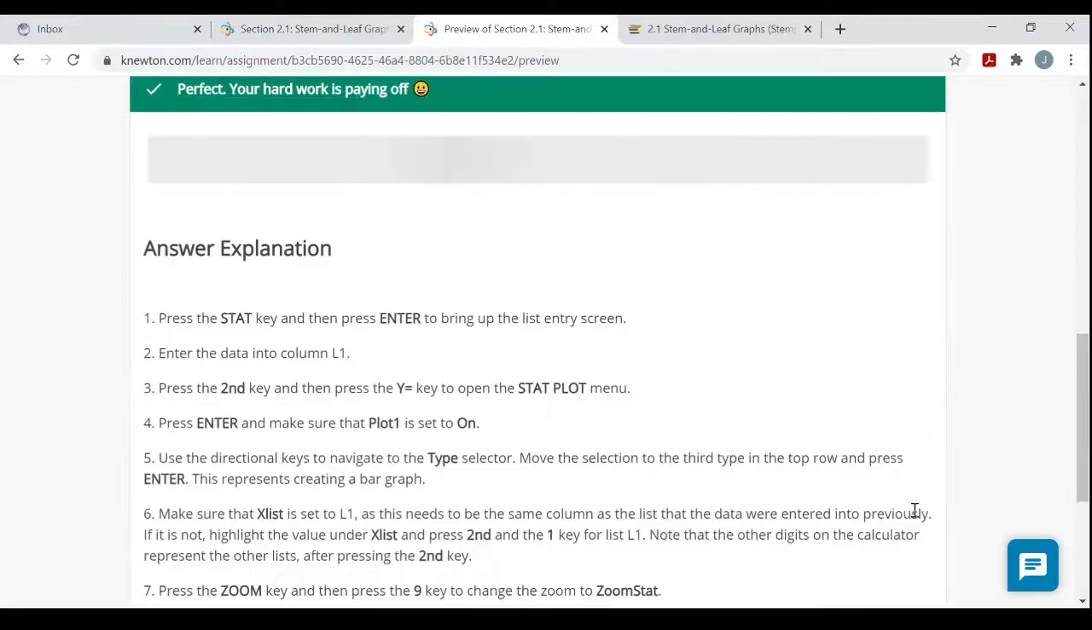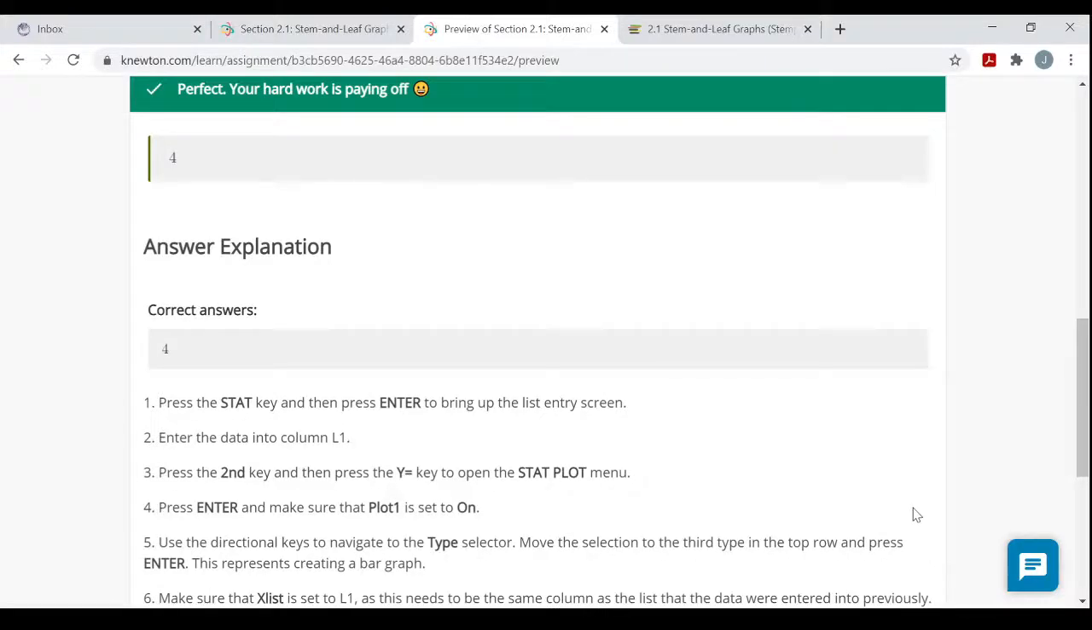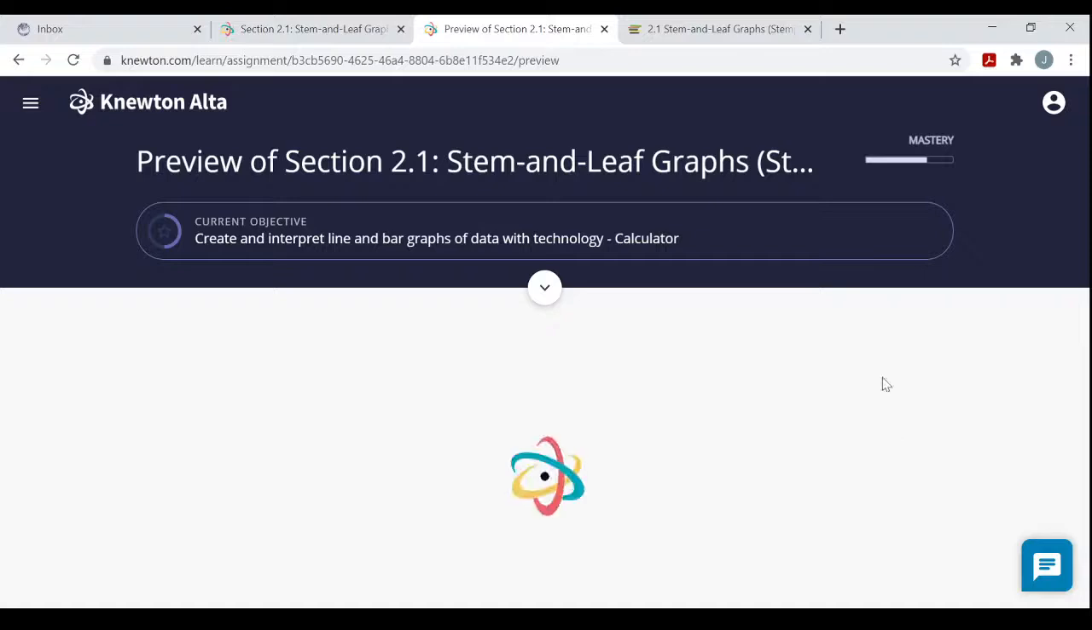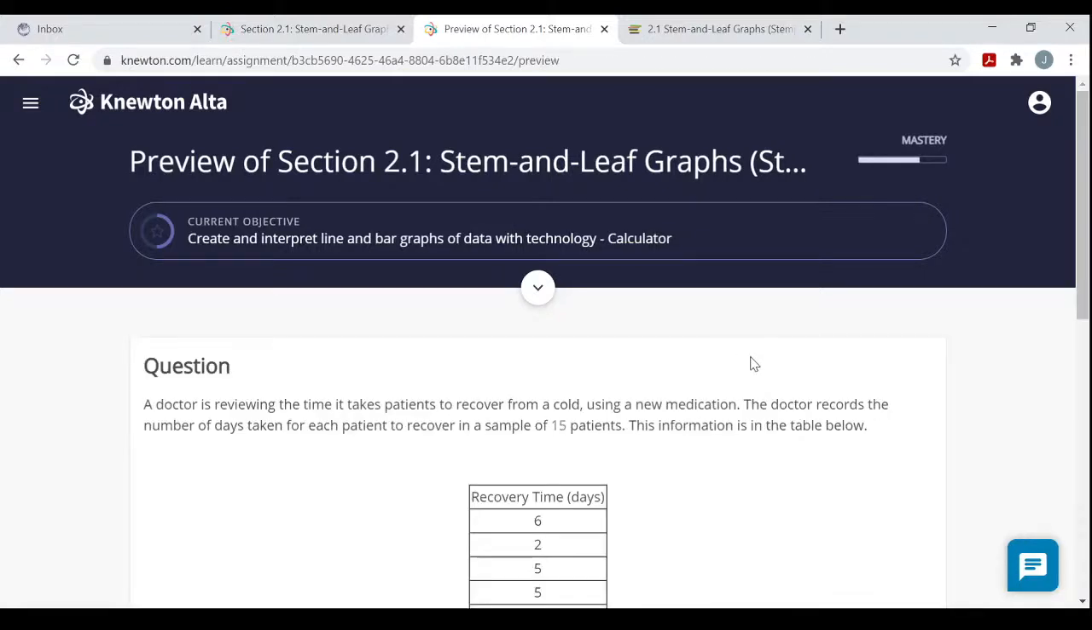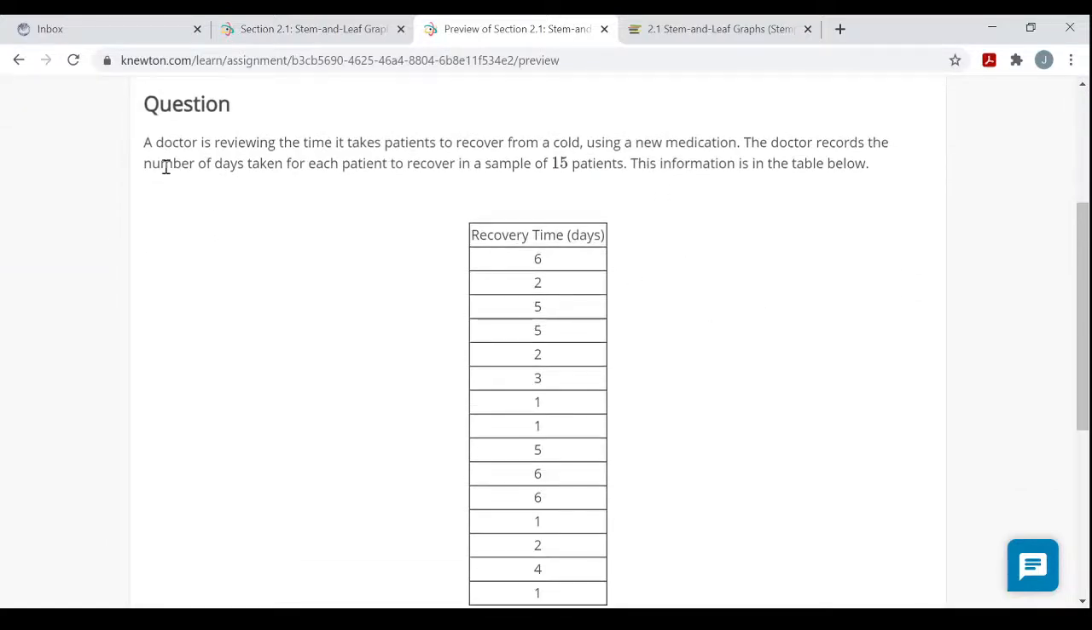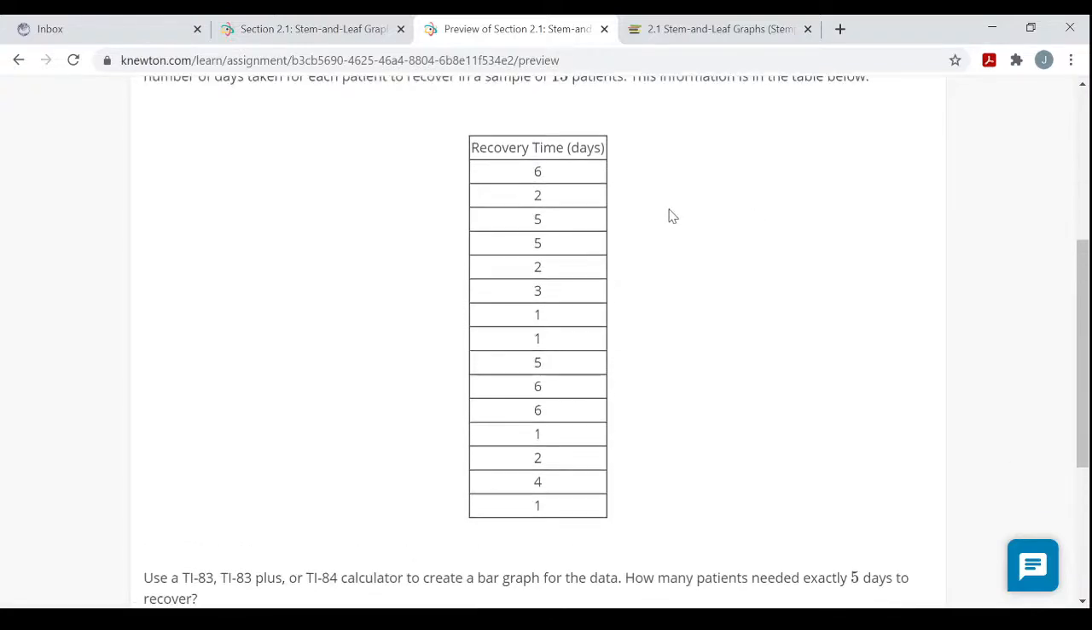So like I said, very often with this assignment, you can get past making the charts on your calculator and just do it in the assignment. All right, so this is line and bar graphs with technology again. This time a doctor is reviewing the time it takes patients to recover from a cold using new medication. The doctor records the number of days taken for each patient to recover in a sample of 15 patients. The information is provided below.